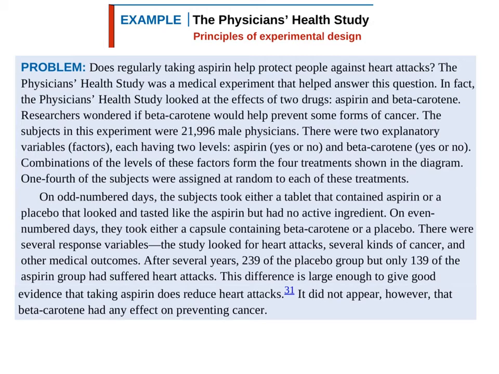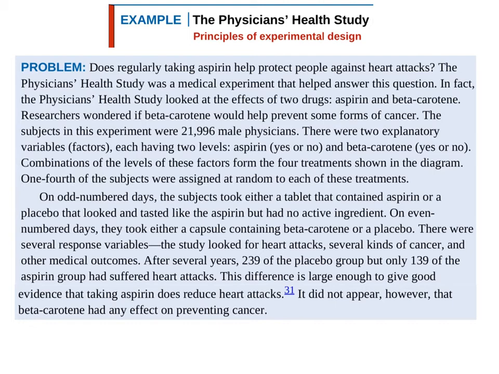There were two explanatory variables, or factors, and each of them had two levels. Yes or no to aspirin, and yes or no to beta-carotene. Combinations of the levels of these factors form the four treatments shown in the diagram, which I'll show you on the next slide. 1/4 of the subjects were assigned at random to each of these treatments. So, on odd-numbered days, the subjects took either a tablet that contained aspirin or a placebo that looked and tasted like aspirin but didn't have any active ingredients. And then on even-numbered days, they took either a capsule containing beta-carotene or a placebo. There were several response variables. The study looked for heart attacks, several kinds of cancer, and other medical outcomes.